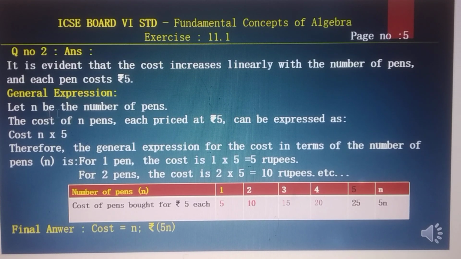General expression: let n be the number of pens. The cost of n pens, each priced at rupees 5, can be expressed as cost is n into 5. For example, 1 pen, the cost is 1 into 5 equals 5 rupees. For 2 pens, the cost is 2 into 5 equals 10 rupees, etc. The same way, 1 for 5, 2 for 10, 3 for 15, 4 for 20, 5 for 25, n for 5n. The final answer is cost is 5n rupees.